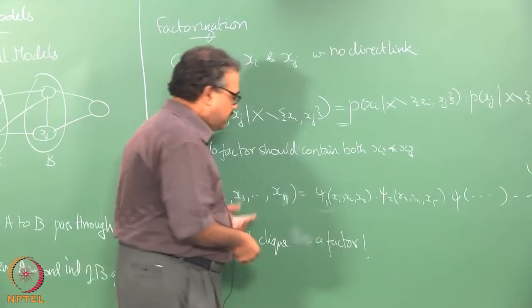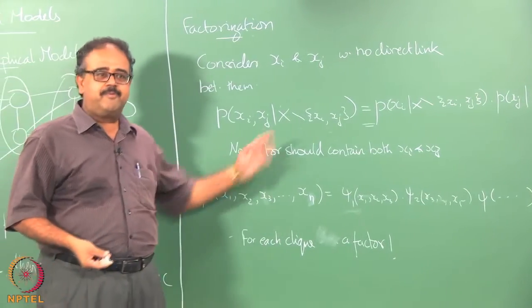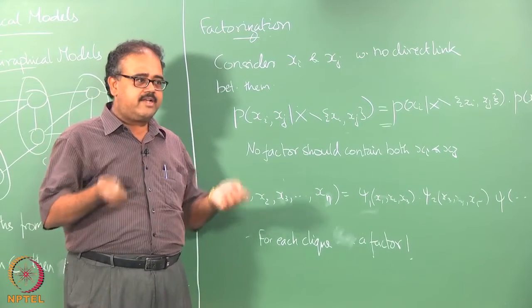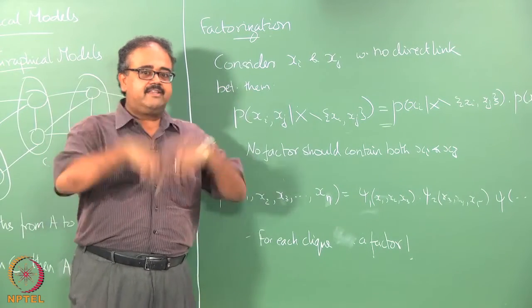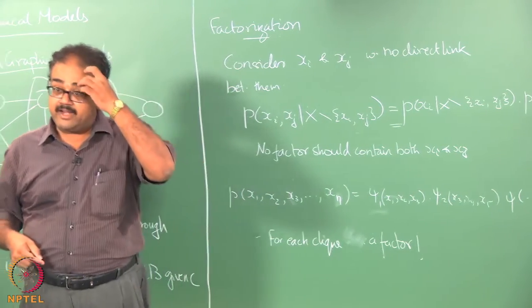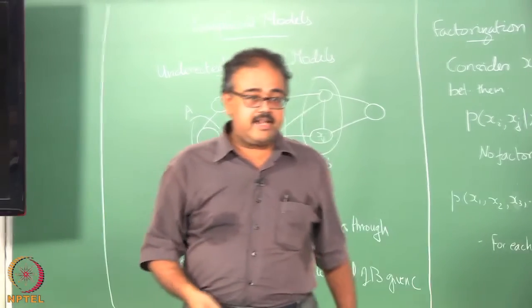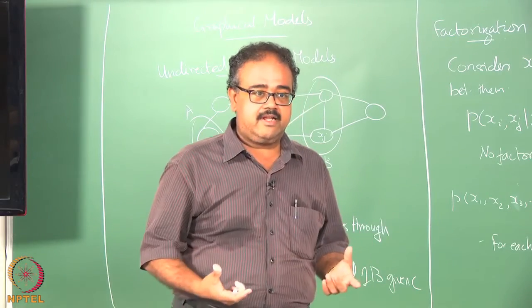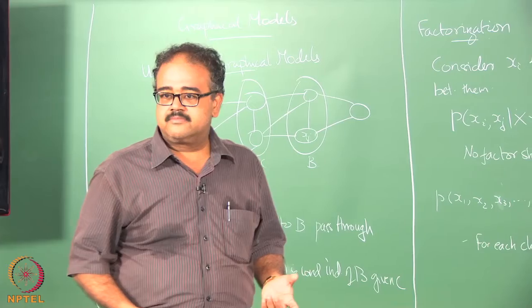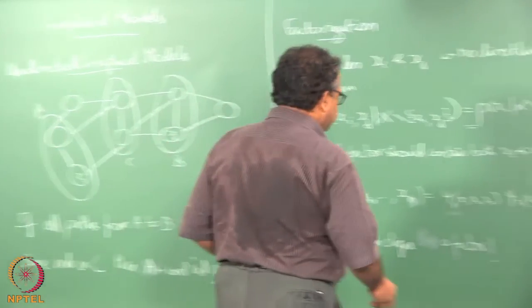Great. So I am flipping this around. Since we say that if there is no edge there should not be a factor, then I am saying that if there is an edge there should be a factor. In fact I want to go a little further and say that if there is a clique, there should be a factor associated with the clique.